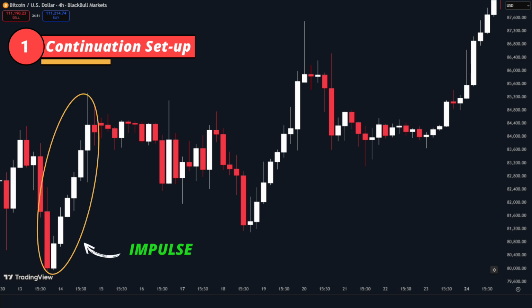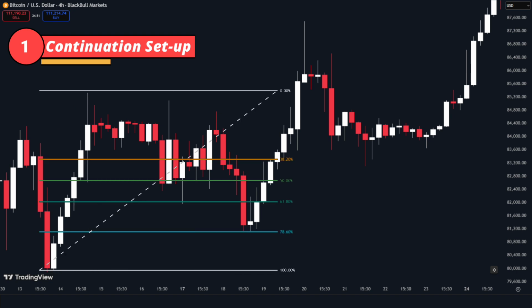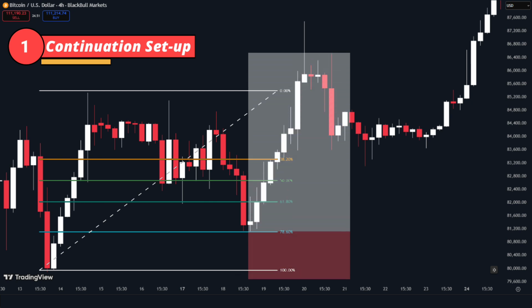First, identify the latest impulsive move in the direction of the trend. Apply the Fibonacci tool from the start of the impulse to the end. Next, place a buy limit order at the 78.6% retracement level. Your stop loss goes just below the swing low, and your target is the swing high. This setup works because in an uptrend, the probability of price retesting the high is greater than breaking the swing low. Even if the market is losing momentum, it usually attempts to retest the previous high before reversing.